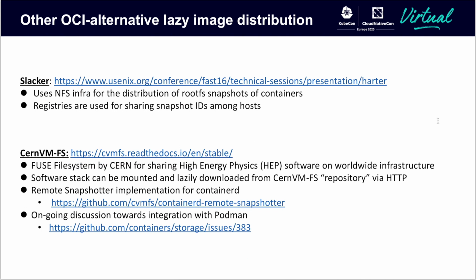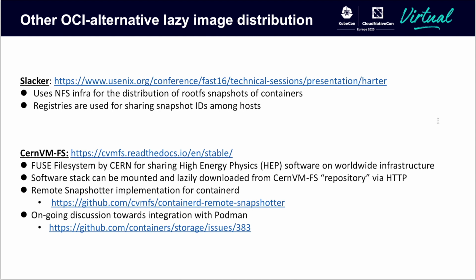There are also other OCI-alternative lazy image distribution approaches in the community. I'll list some of them. The first one is Stargz. It uses NFS infrastructure for the distribution of workload-based snapshots of containers, and registries are used for sharing snapshot IDs among hosts.